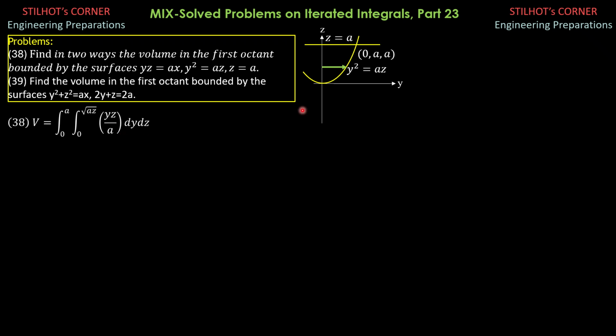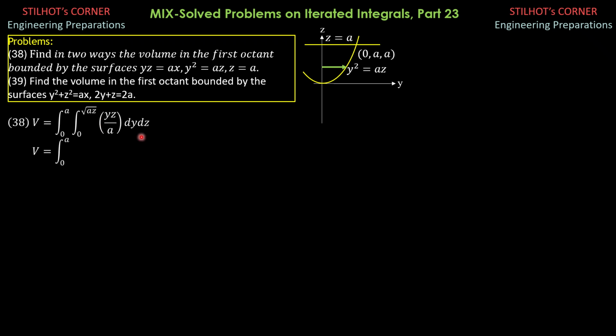As I said, let's make z the final variable. Then for our second solution, let's change the position, so dz dy, but let's focus here first. So integrating with respect to y, take note z is constant, so this becomes y squared z over 2a from 0 to square root of az, dz.